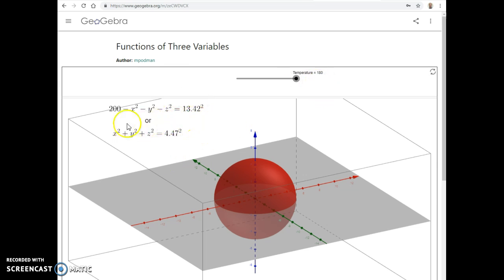And we see here that I'm changing the temperature. When I subtract over the 200, I'm making this number smaller, meaning as I increase temperature, the radius of my sphere gets smaller.